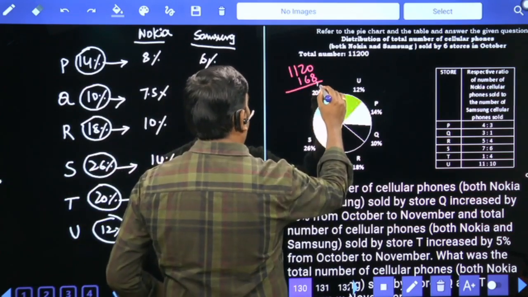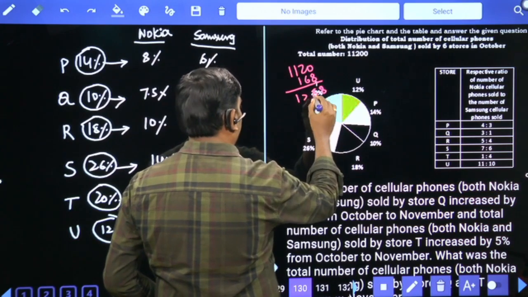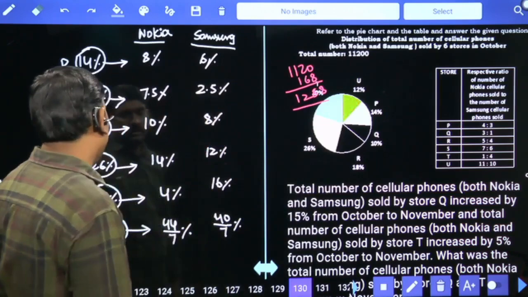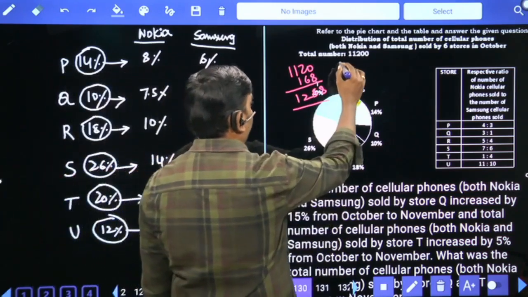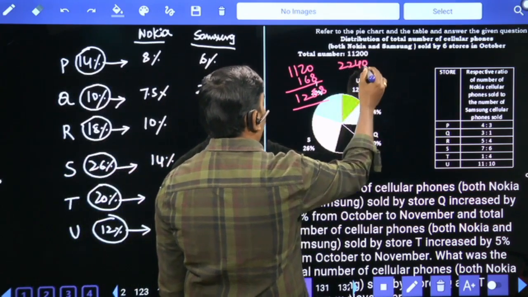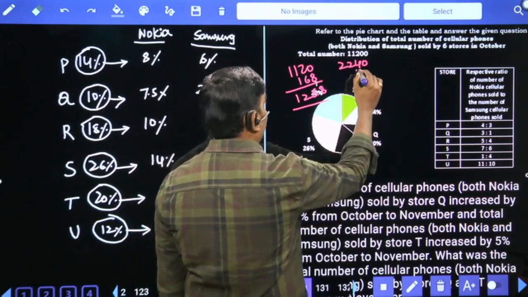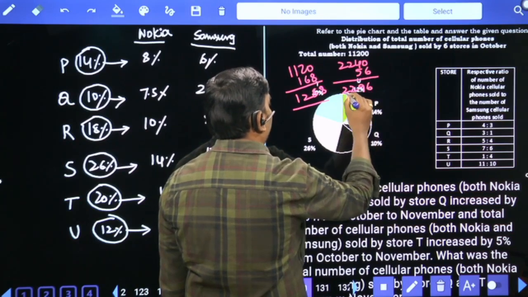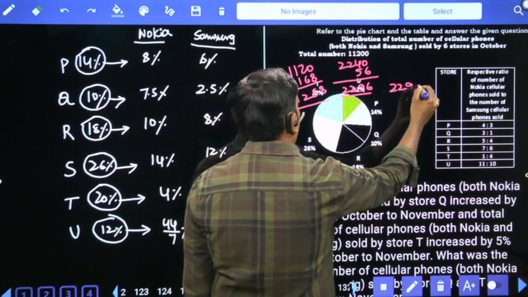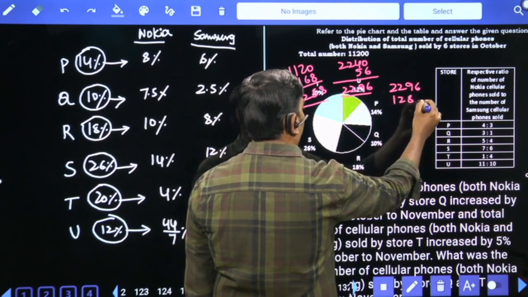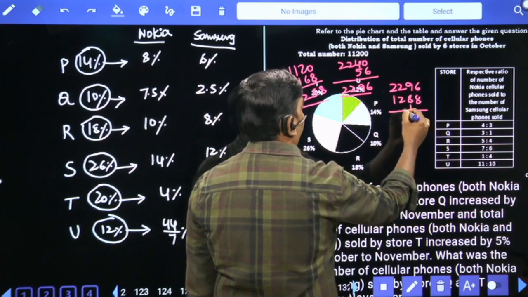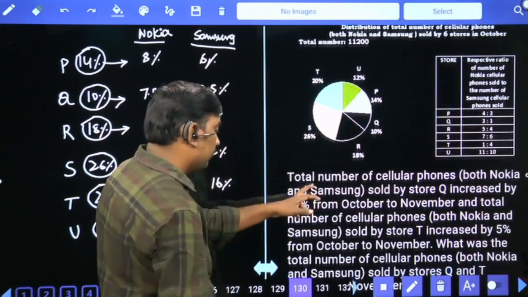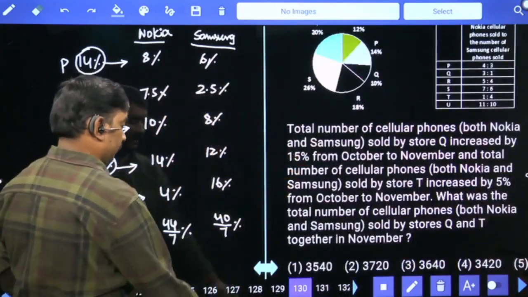Total store Q became 1288. Next, store T increased by 5%. Store T is 20% initially, 2240. Increased by 5% means 56 increase, 2296. Then add 2296 and 1288. 3584 is your answer.